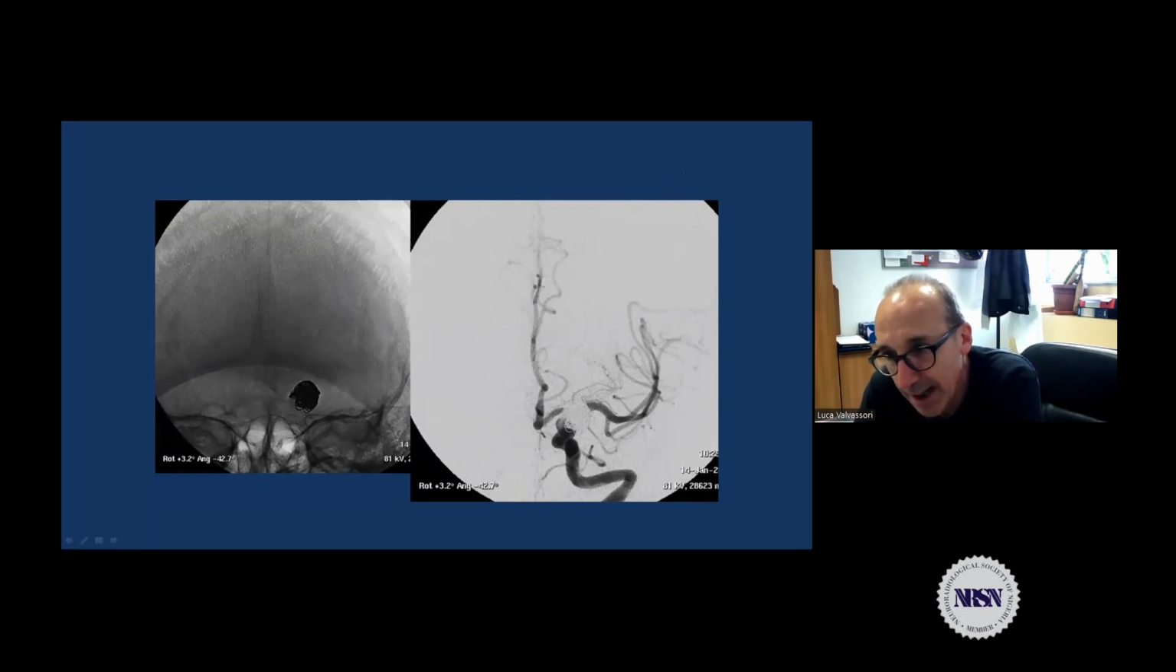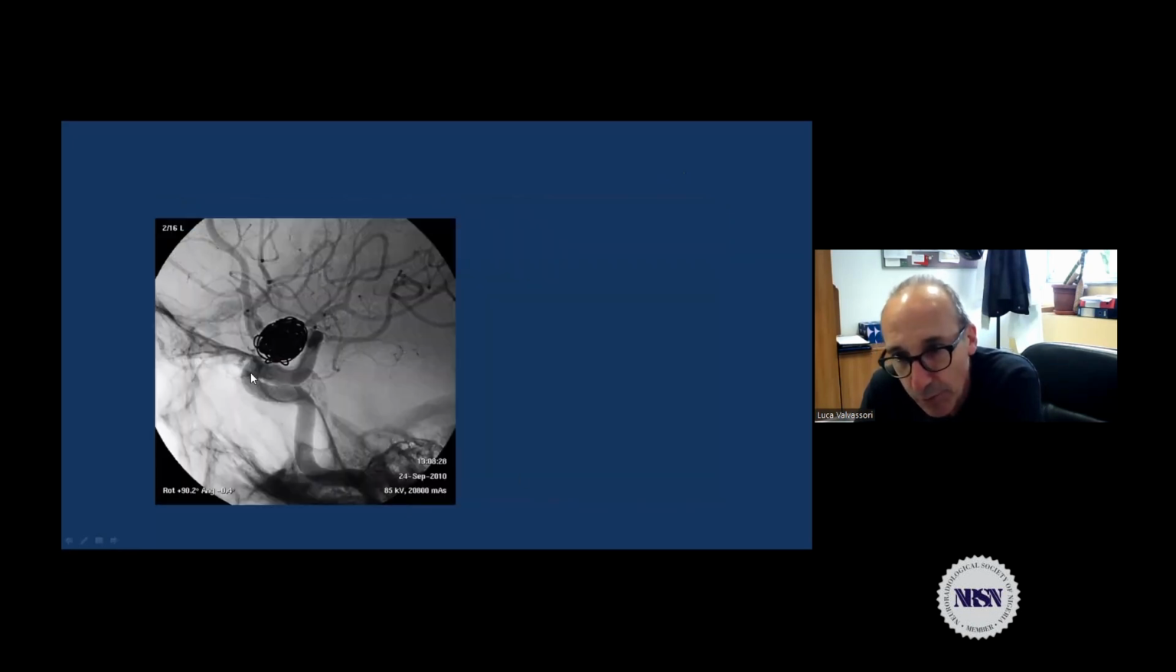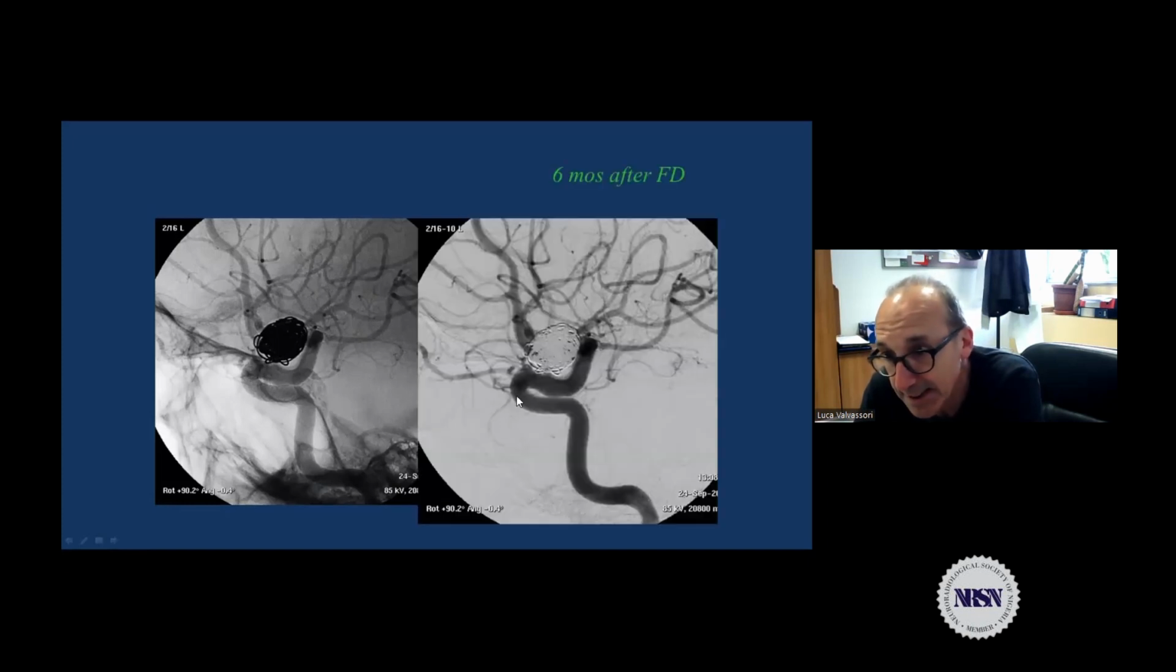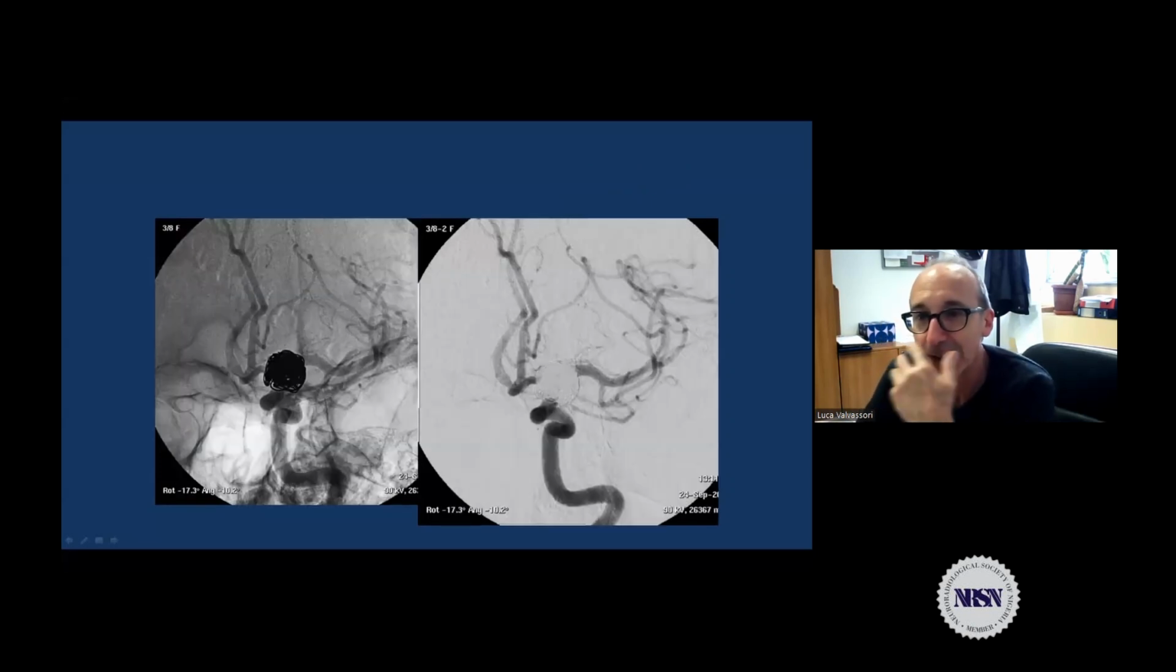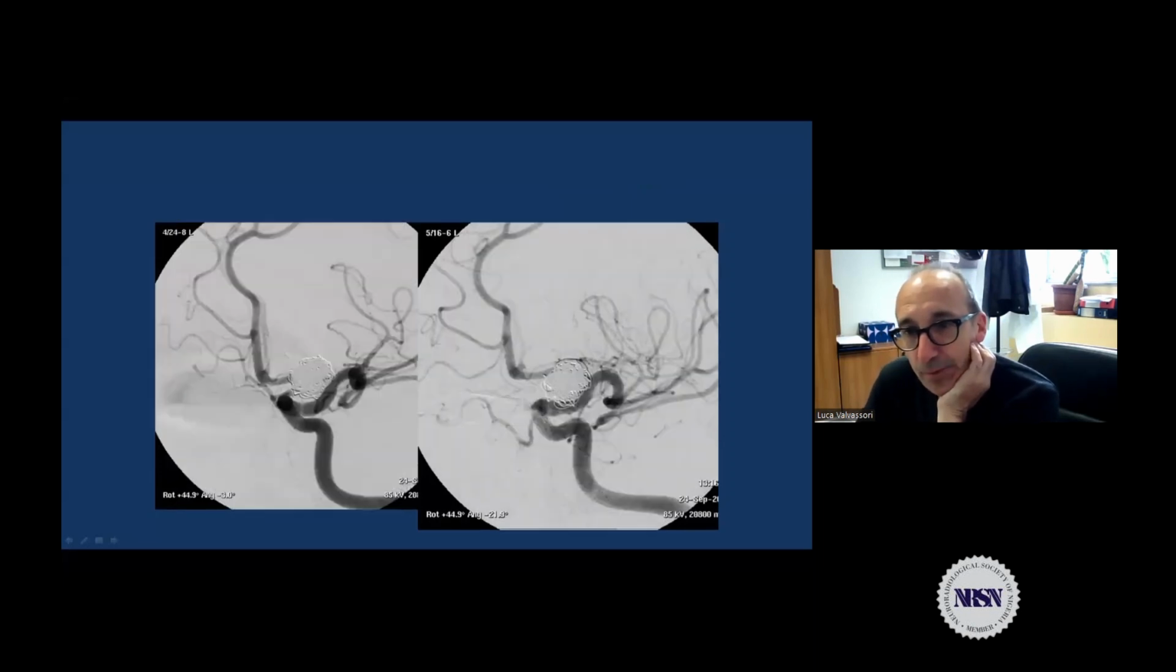This is after the flow diversion. As you can see, 6 months after, no more recanalization, and also the cast of the coils has gone down towards the artery because there is no recanalized aneurysm in between the artery and the cast. And as you can see, there is nothing here, just the thrombus.